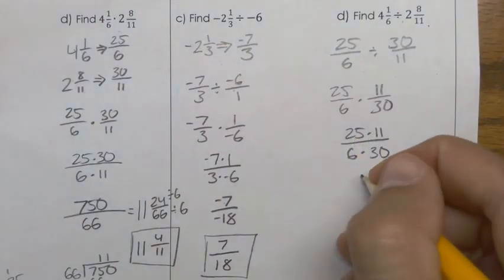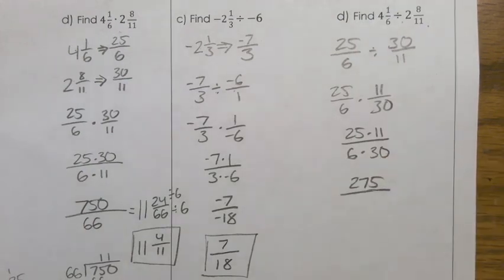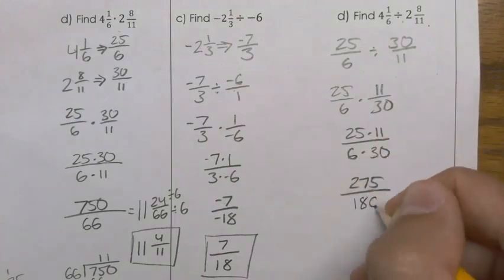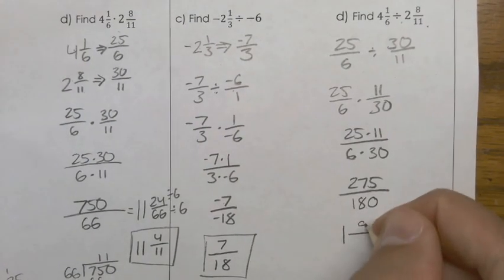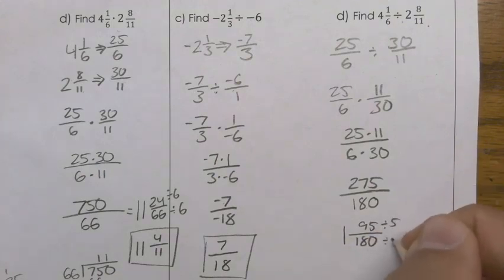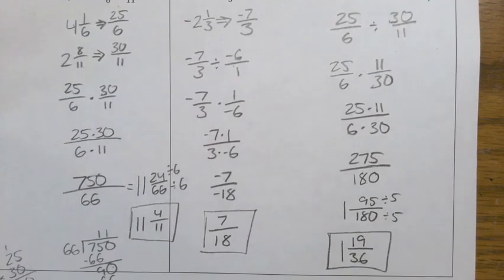Let's go ahead and multiply. 25 multiplied by 11, it's going to come out to 275 when you multiply that out. 6 multiplied by 30, think about 6 multiplied by 3 is 18. Tag on the 0 on the end. And then we need to break this down. Well, we know 180 can go into 275 once. What's going to be left over? It's going to be 95/180. And then we can divide both these by 5, and you're left with 1 and 19/36. Whew, that one's a doozy.